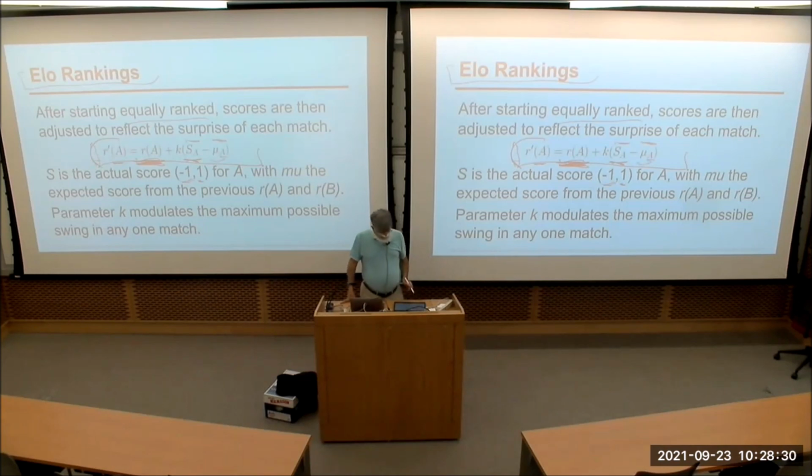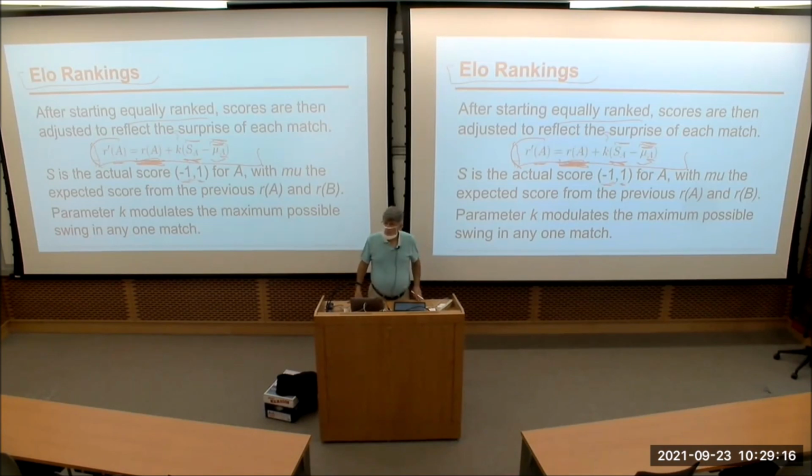Mu of A is what the expected outcome for Team A was. Team A was playing Team B. A had a ranking. B had a ranking. We can compute the probability that A should have beaten B, or A should have lost to B, if our rankings were right. With that, we can get an expected value of the match before it was played. Then the difference between the result and the expected result, we're going to amplify by a constant K that's going to announce the maximum swing between the teams. Any questions about that?